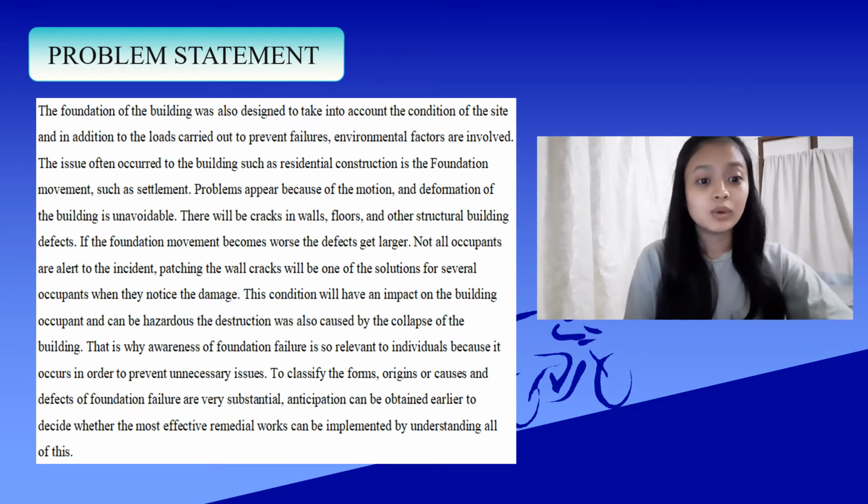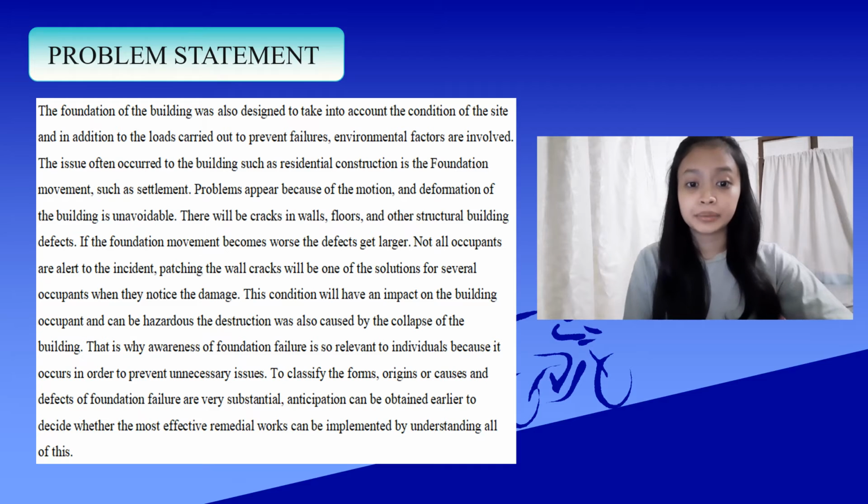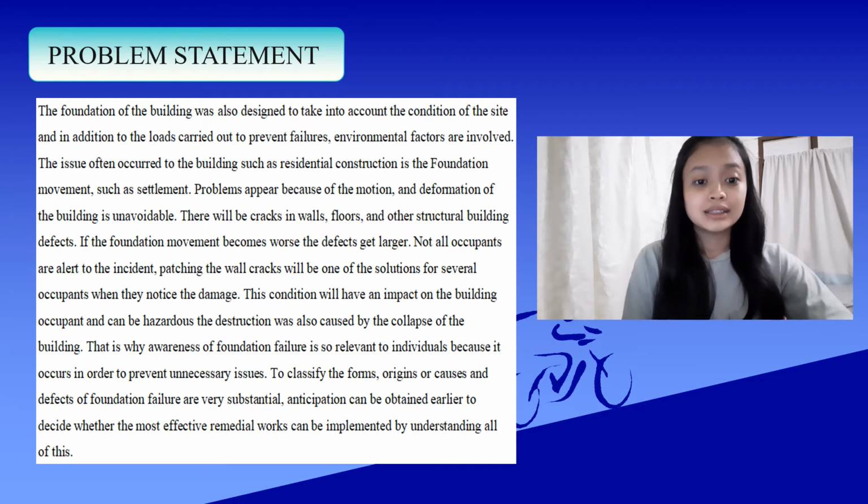This condition will have an impact on the building occupants and can be hazardous, with destruction caused by the collapse of the building. That is why awareness of foundation issues is so relevant to individuals, in order to prevent unnecessary matters. To classify the forms, origins or causes, and defects of foundation failure is very substantial. Anticipation can be obtained earlier to decide whether the most effective remedial works can be implemented by understanding all of this.